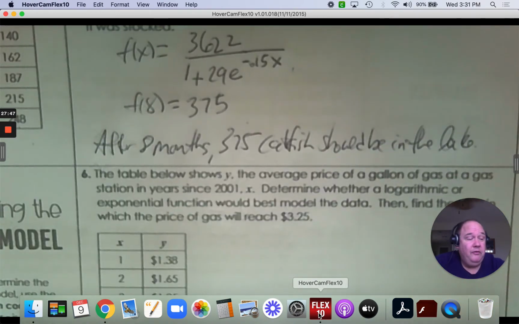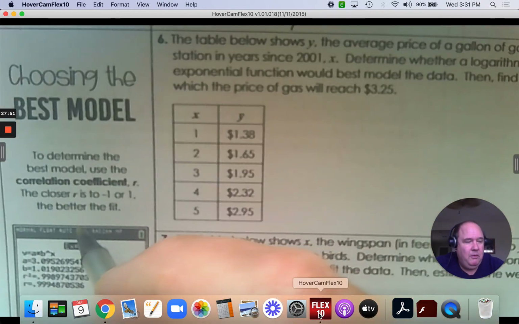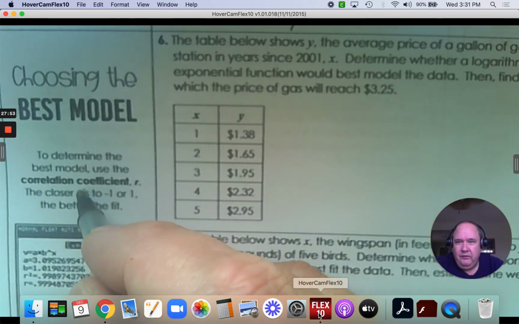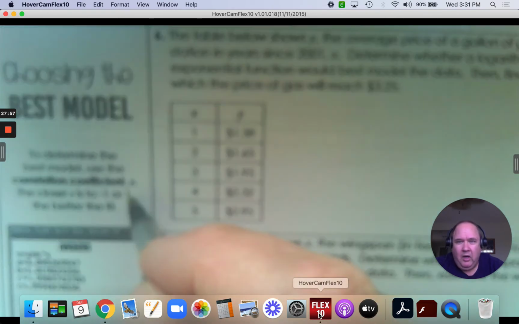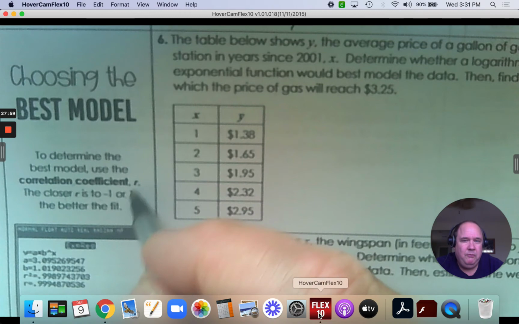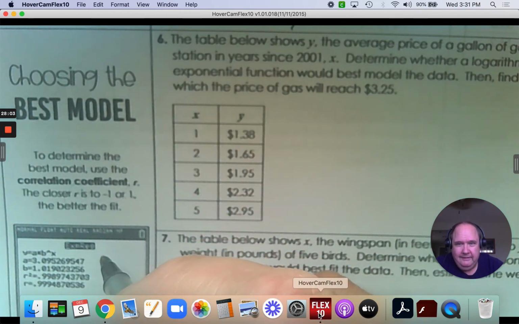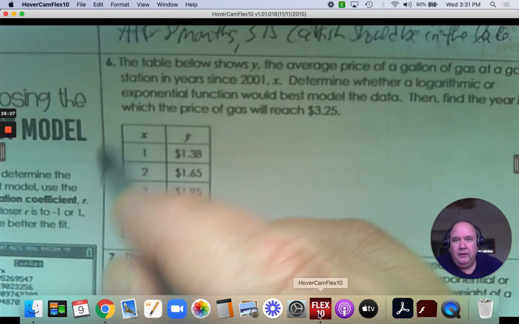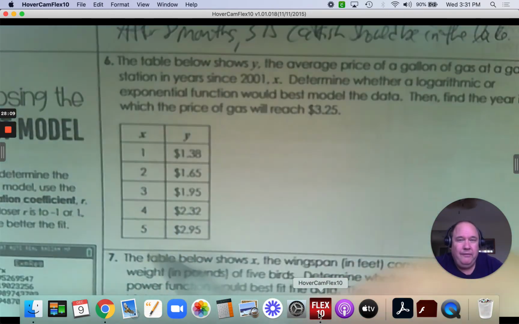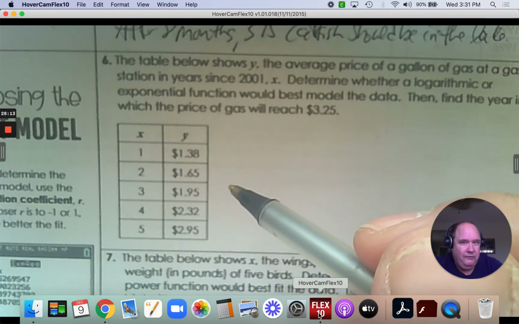All right, so now 6 and 7. You have to choose the model. And what we're looking for is r. It says r between -1 and 1, but when you square r, it's always a positive number, and we're looking for the answer closest to +1 for r squared. So we have 4 models to look for. We're going to type in each model with Desmos. Whichever answer is closest to +1 is the best model.